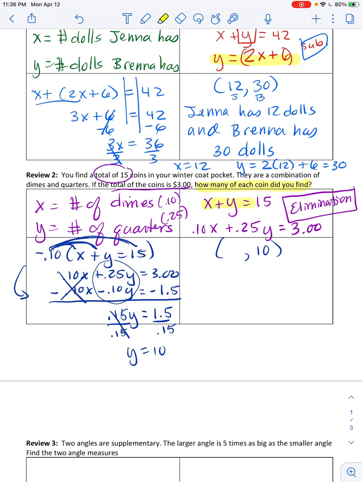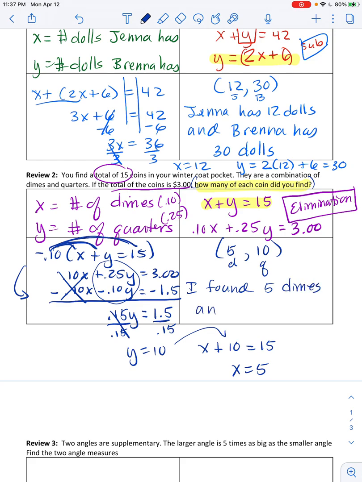Going back to my original problems, this looks like the easiest place to figure out the x because I know that x plus y, which I just found to be 10, has to add up to 15, so x would be a 5. So looking back at what I called each thing, x is my number of dimes, y is my number of quarters, so I can write my sentence to answer how many of each coin did you find. I would say I found 5 dimes and 10 quarters.